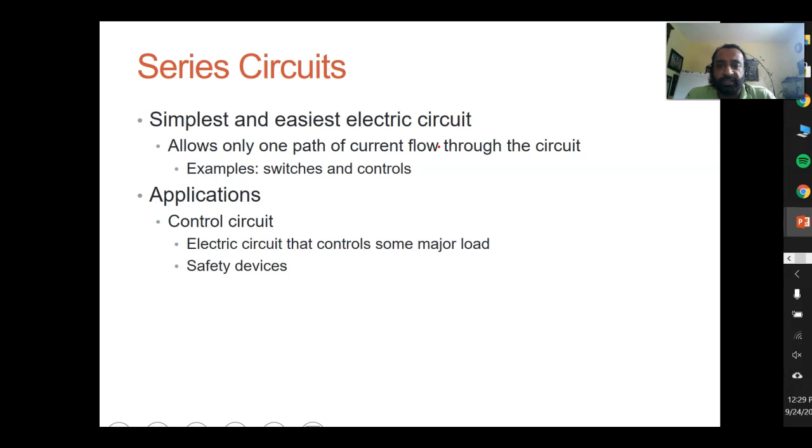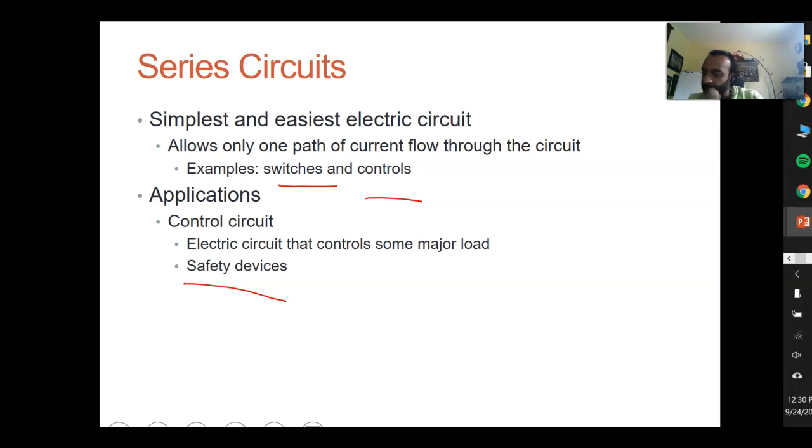So a series circuit is the simplest and easiest electric circuit. There's only one path for the current to take. So this is very useful for switches and control, meaning if we break that switch, the entire system will go down, and also good for control because it will turn on or off the circuit. So series circuit is good for two things: switches and control, also for safety devices. So if you have a fuse, it's good to put the fuse in the main path so it will cut off the entire circuit.